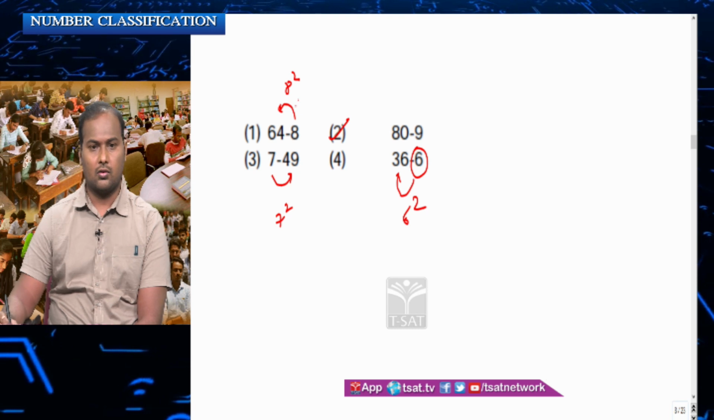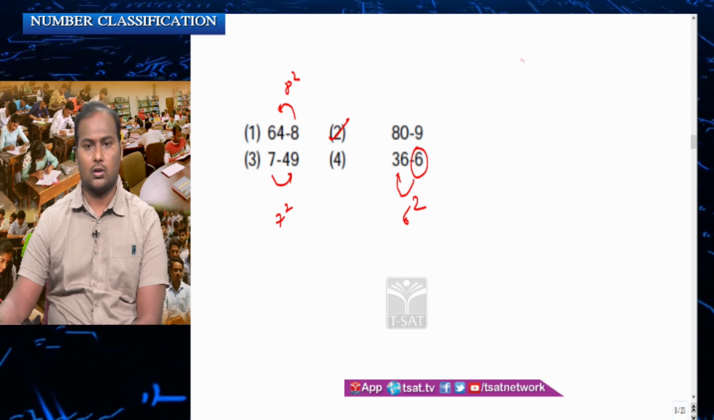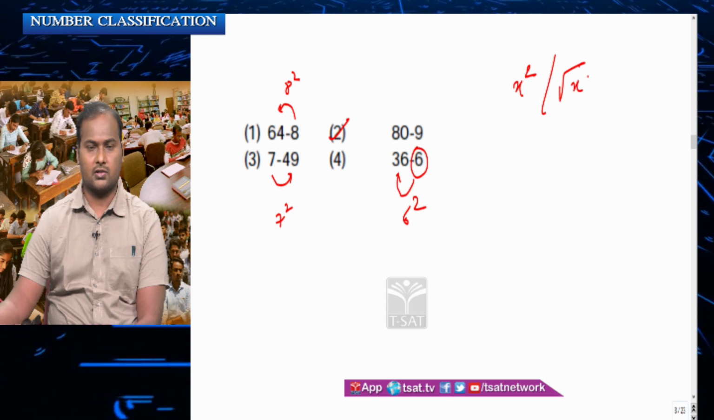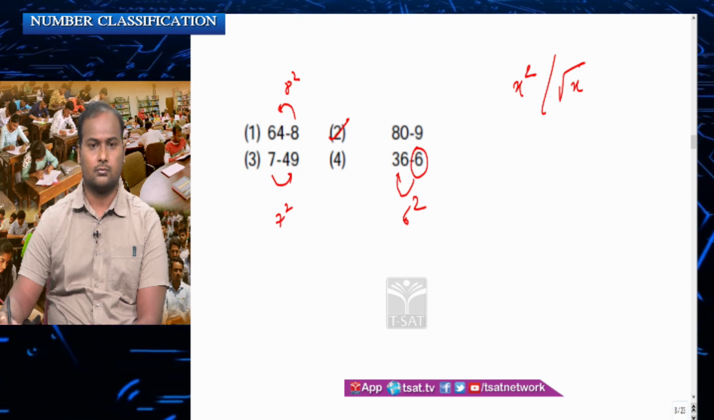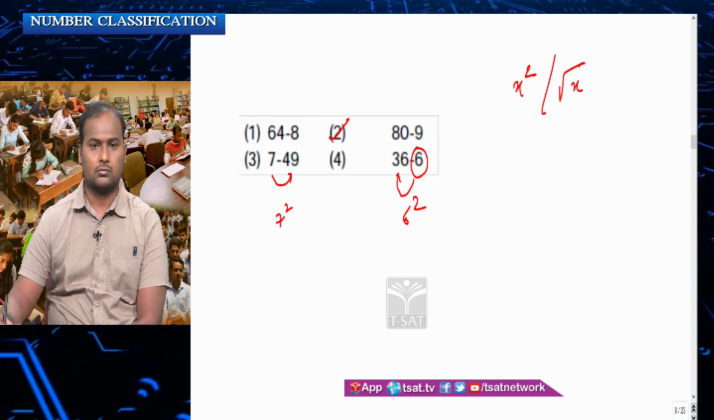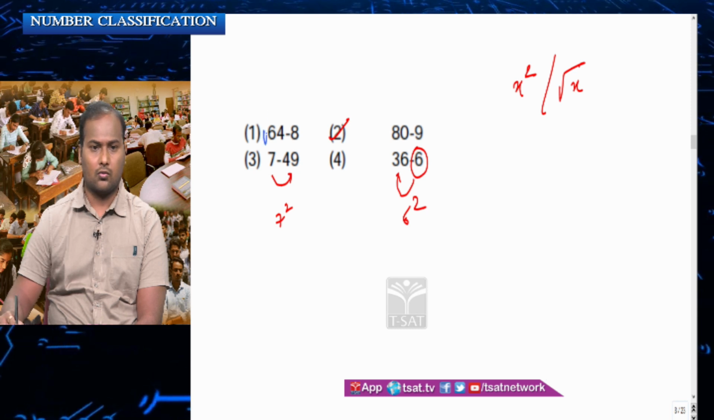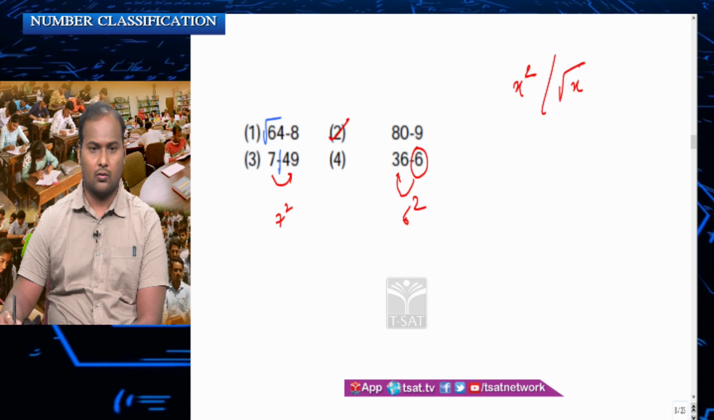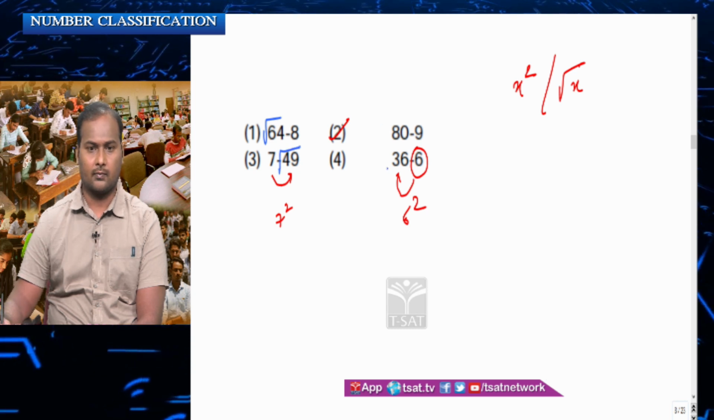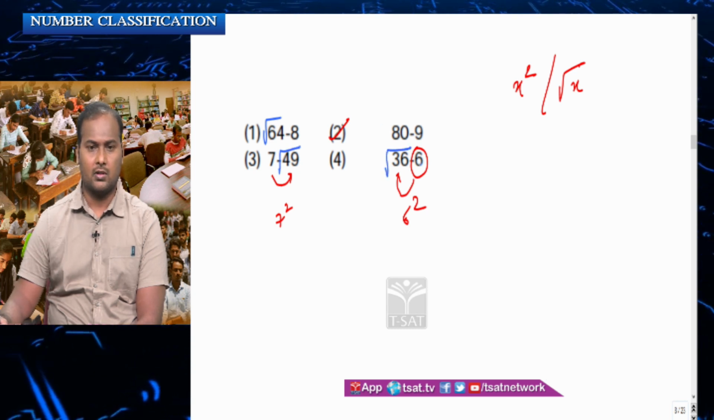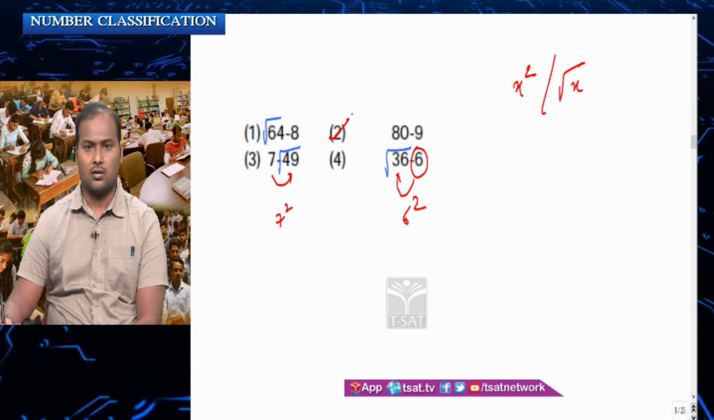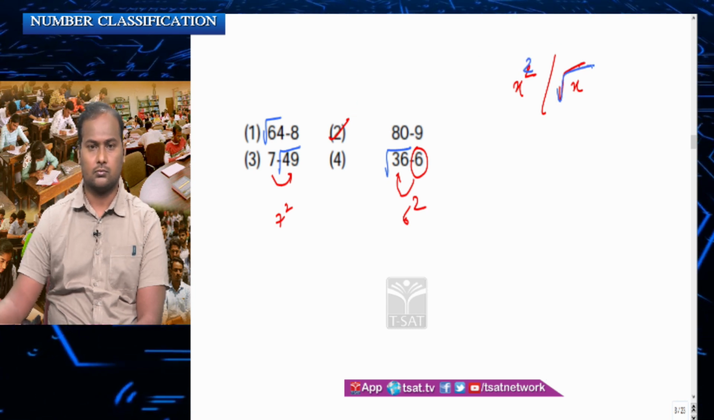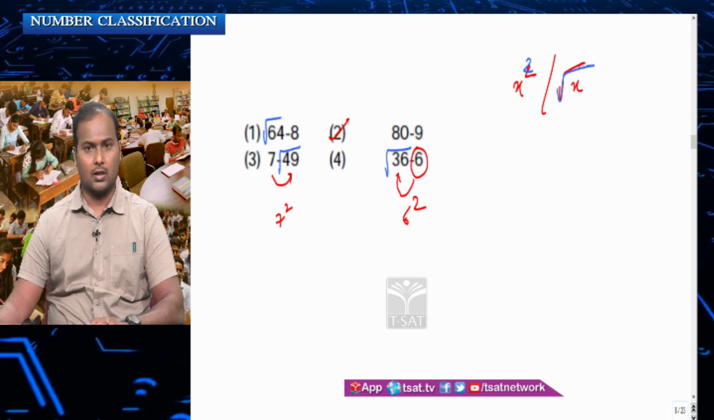Or not only square, you can go with root also. Either x square or root of x is possible. Yes or no? For example, if you see root 64, it will become 8. The same way, root 49, it will become 7. Root 36, then it will become 6. Whereas in option 2, it is not possible. So either squares or square roots. Okay. You can do either case, both are correct.